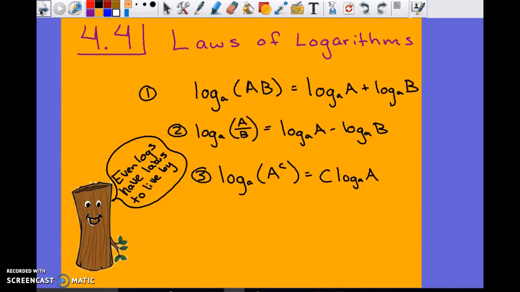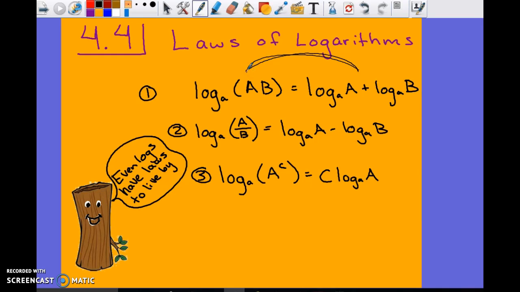So here's the new stuff, 4.4. It's all about logs of logarithms. This is a huge thing for calculus. We're going to do a lot of condensing and expanding. So I'm going to start with something and expand it, or start with this and condense it. Both are equally important things to do.